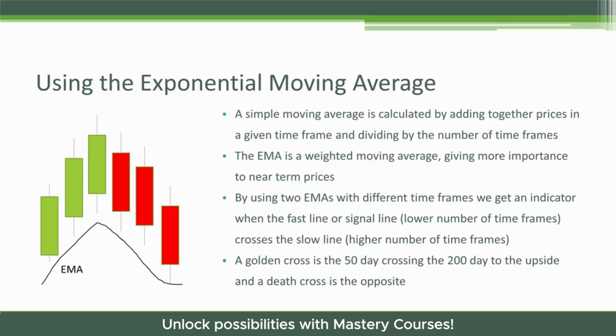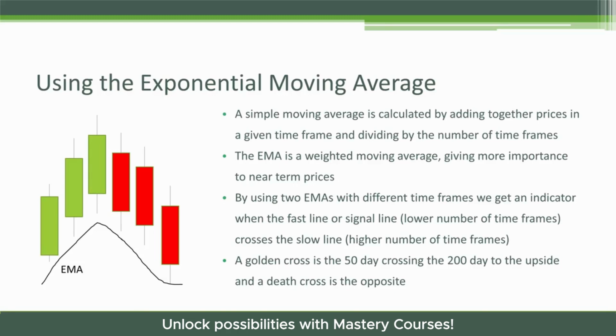So for example, we could have a 20-day line, which would be our fast line, and a 50-day line, which would be our slow line. You'll hear of two particular types of moves with an EMA. One is called the golden cross, and the other is called the death cross.